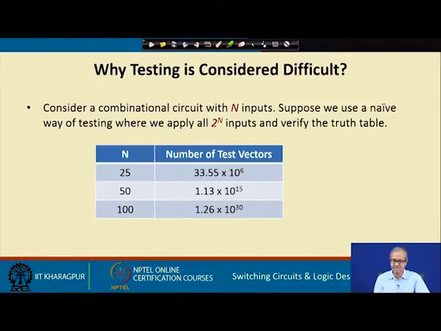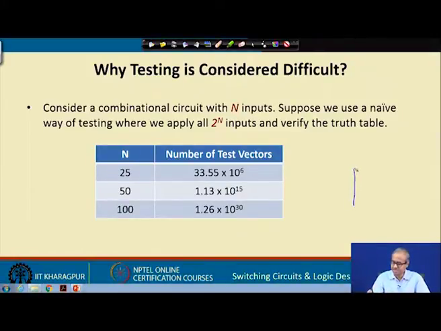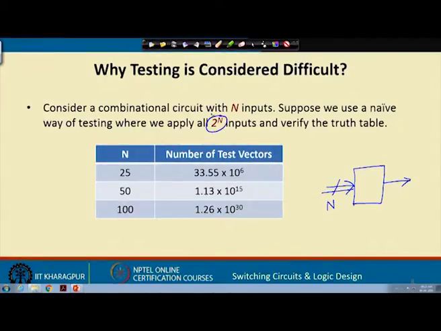Now, why is testing considered difficult? Consider a simple combinational circuit with a certain number of inputs and one or more outputs. Let us say there are n inputs. Let us follow a simple process: verify the truth table. That is the best possible testing we can do. We apply all possible inputs and see whether the truth table outputs match. So, at the inputs we have to apply 2 to the power n combinations. Now, let us think of practical circuits. The value of n can be pretty large.